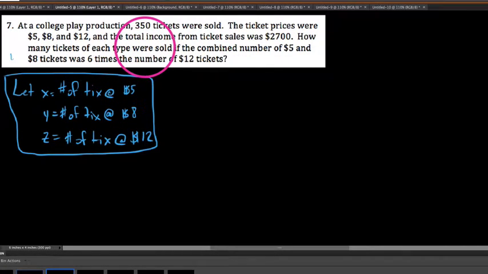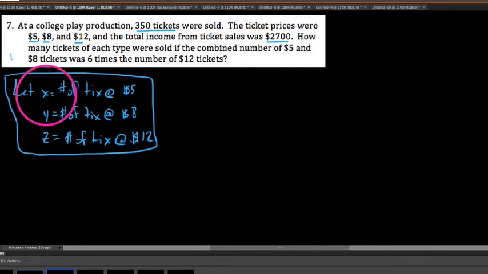But going back to the problem, what we want to do is basically match up units. So I noticed that we had 350 tickets. It says that the ticket prices were $5, $8, and $12, and the total income was $2,700. And we were also told that the combined number of $5 and $8 tickets was 6 times the number of $12 tickets. So we'll start up here with this first number. When you see this, 350 tickets, that really represents the sum of all of our tickets.